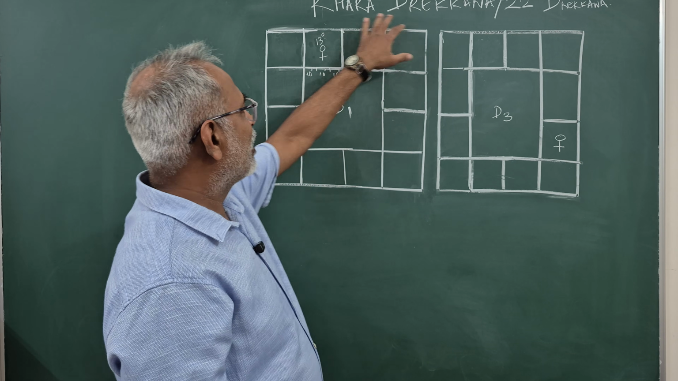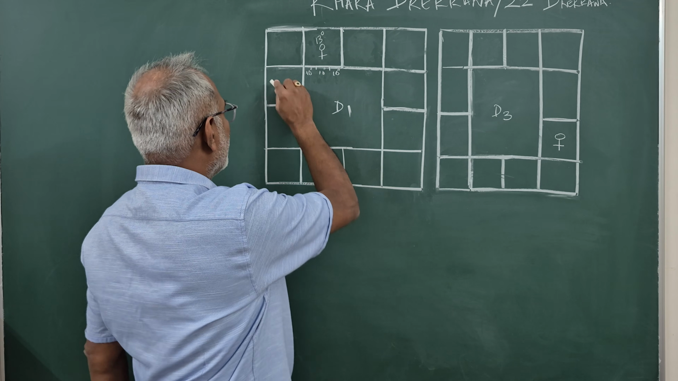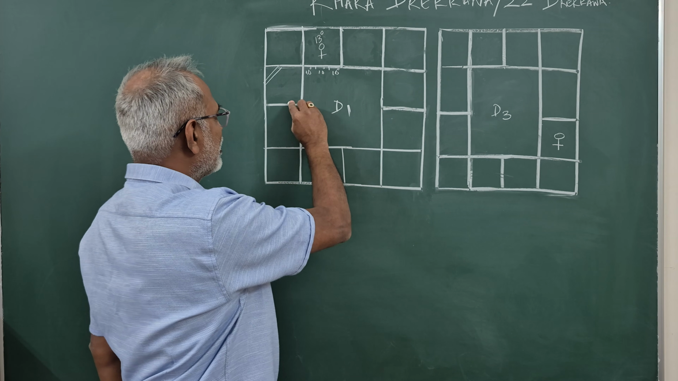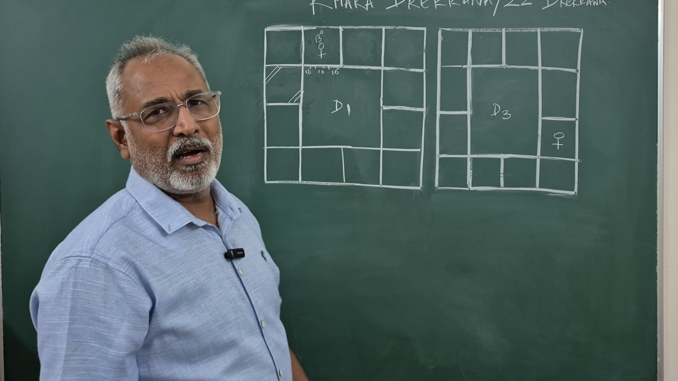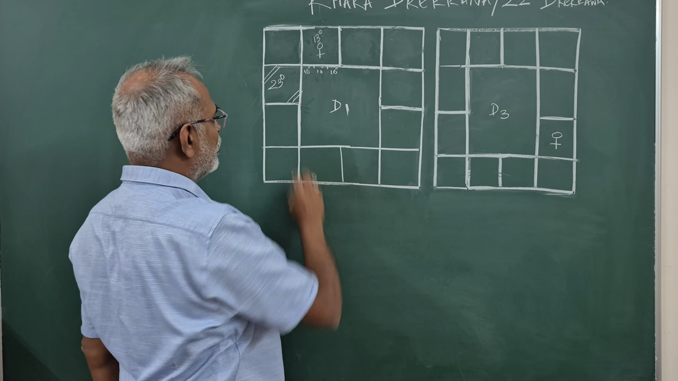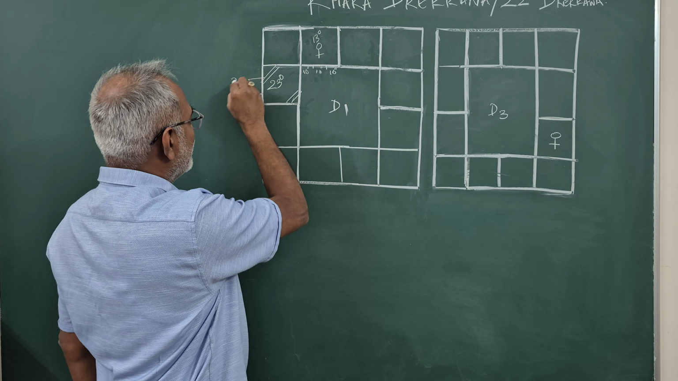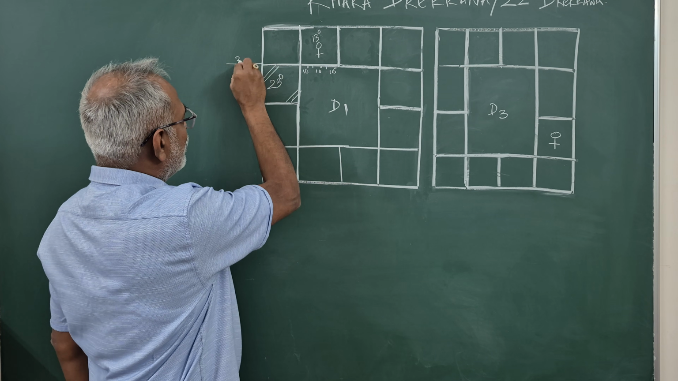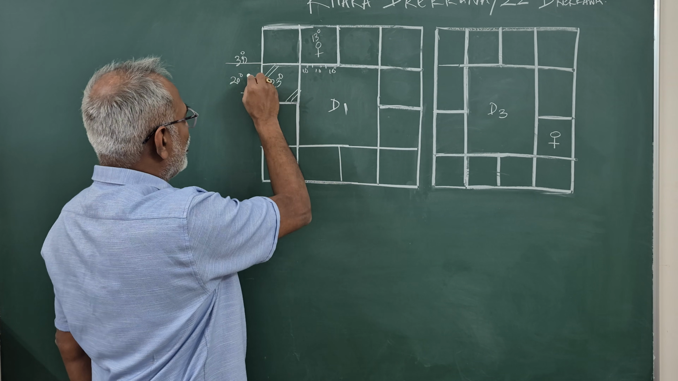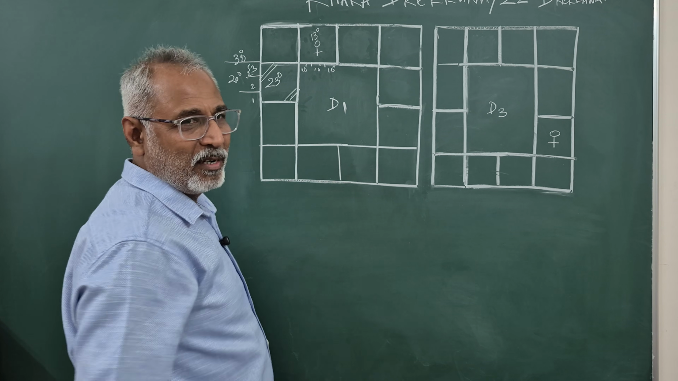So, what is Khara Drekkana? If I take an ascendant, and let us say this ascendant is at 23 degrees. So, 23 degrees very clearly is in the third one, that is 20 degrees to 30 degrees. This is the first, second, and the third. So, it's in the third Drekkana.